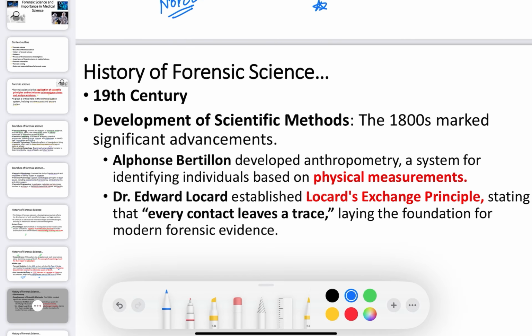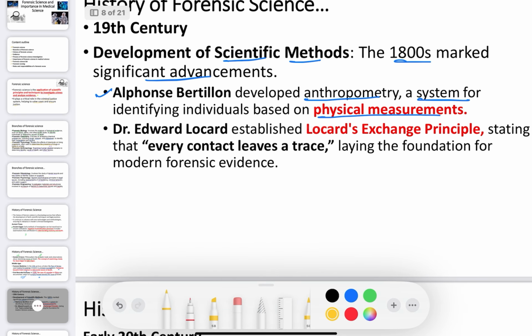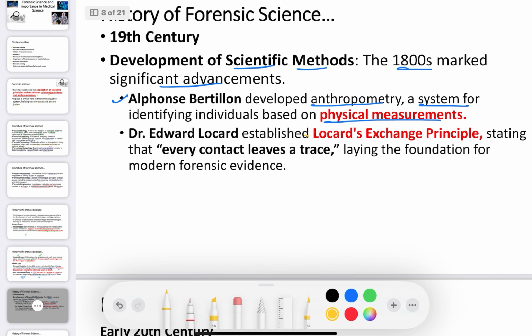History of forensic science in the 19th century. The development of the scientific method in the 1800s marked scientific advancement. Alphonse Bertillon developed anthropometry, a system for identifying individuals based on physical measurements. Dr. Edmond Locard established the Locard exchange principle, stating that every contact leaves a trace.